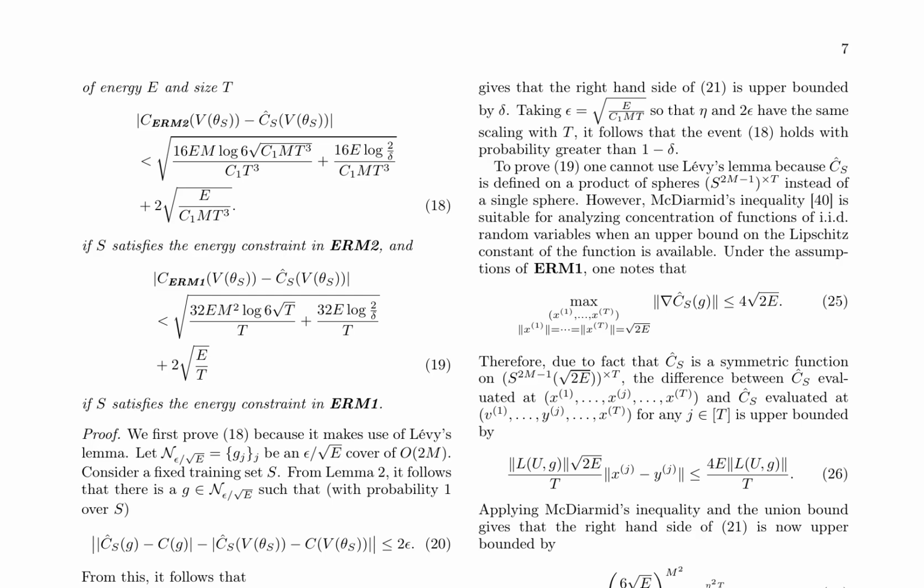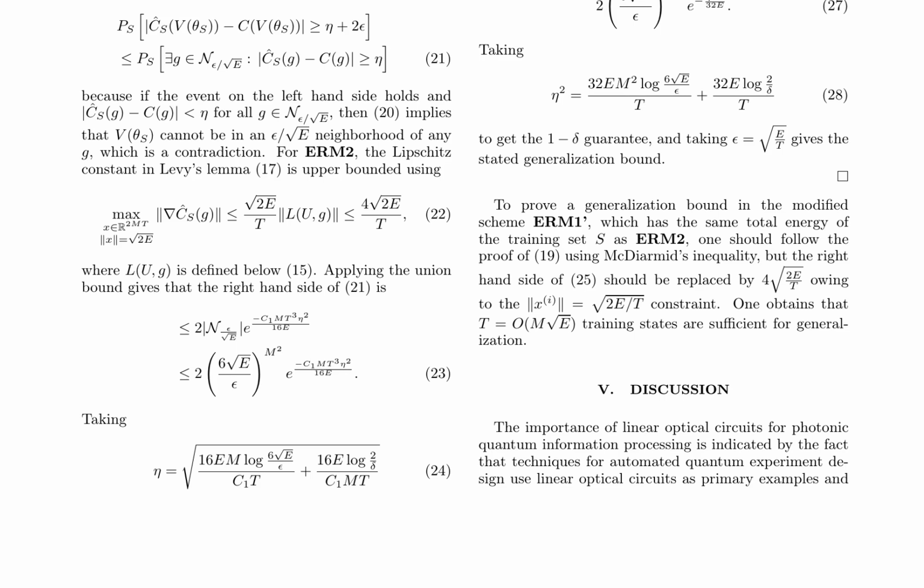The second bound, equation 19, is derived using McDiarmid's inequality and applies to ERM1. It also states that with high probability, the difference between the empirical risk and the true risk is bounded by a term that scales with the energy constraint and the size of the training set. However, the proof is more involved and requires a different approach due to the product structure of the sphere. Additionally, the authors discuss the modified scheme ERM1, which has the same total energy as ERM2, and show that it requires O(M P_E) training states for generalization.